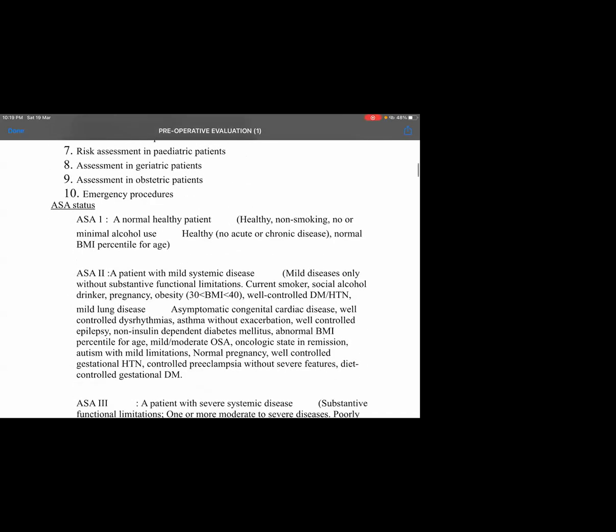First of all, let us discuss the ASA status, because this is common in all operations and especially in cardiac and other systemic diseases. ASA 1 is a normal healthy patient. Healthy means non-smoking, or no or minimal alcohol use, healthy according to BMI also, with no acute or chronic disease. These types of patients come under ASA 1.